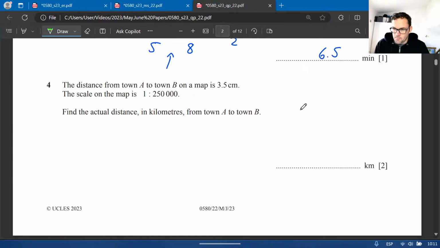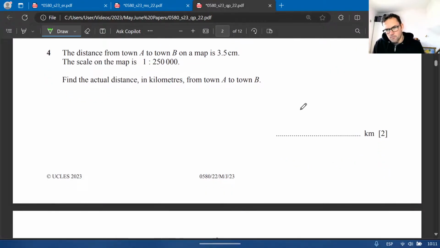Question 4. Map scales. There is 1 to 250,000. One of the questions I get all the time from students is, but there are no units. It says the units don't really matter. Anything that's 1 on the map is 250,000 in real life. Meaning 1 millimeter on the map will be 250,000 millimeters in real life, 1 centimeter on the map will be 250,000 centimeters in real life, etc.